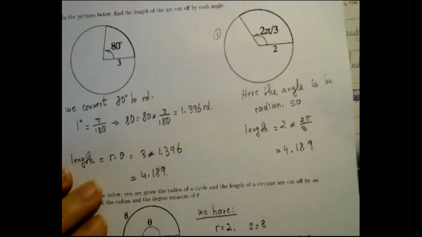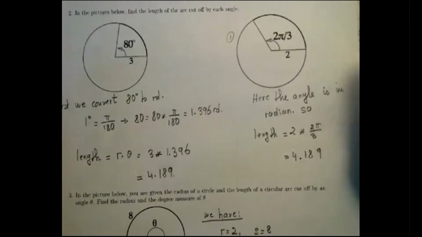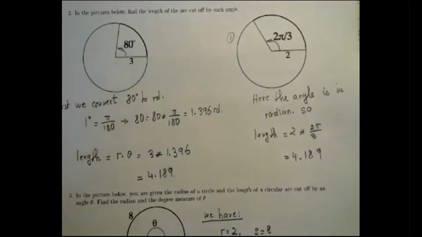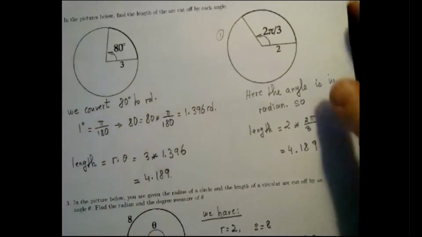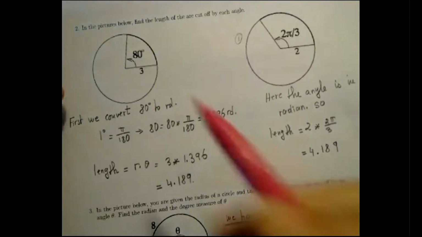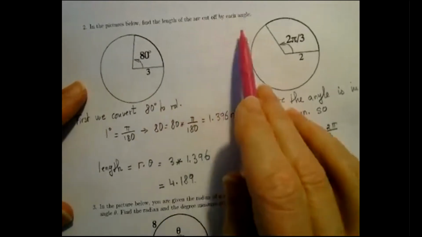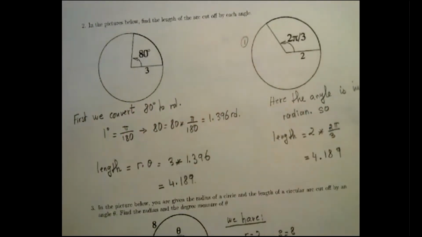Before I take all your questions, if you have questions, start putting them on chat. Any questions about the homework? I'd like to make one comment about the quiz. That's the only thing that stood out, in the formula for the arc length. In the picture below, find the length of the arc that's cut off by each angle.